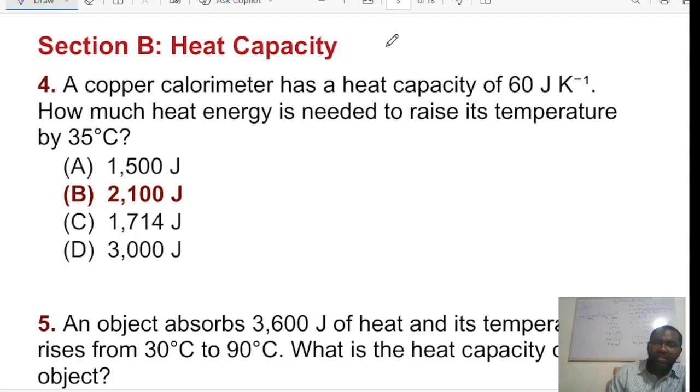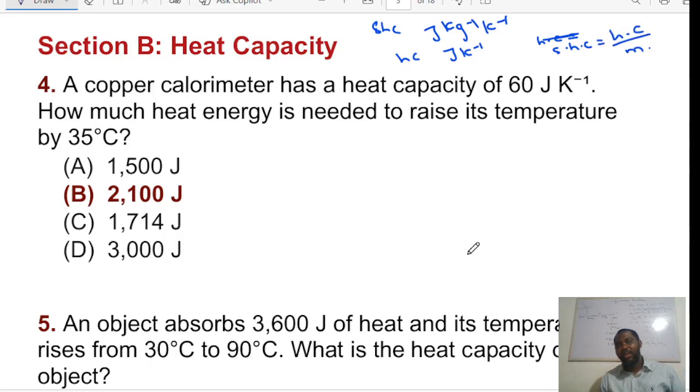That's why specific heat capacity has a unit of joules per kilogram per Kelvin, but heat capacity is simply joules per Kelvin. If you notice, the difference here is in kilograms. So we can say that specific heat capacity is equal to heat capacity all over mass. Kindly note that it is equal to heat capacity over mass.